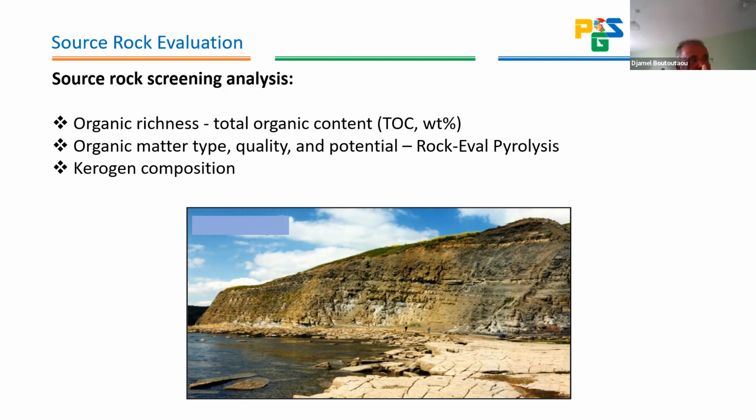So the next step is to understand what type of organic matter, what is the quality, what is the potential. That is very important, because by knowing the organic richness and the type, quality, and potential, we can predict what we have in our basin. Do we have oil? Do we have gas? Do we have heavy oil? Do we have sour oil? Do we have sweet oil, etc.? And that is very important in exploration activities.